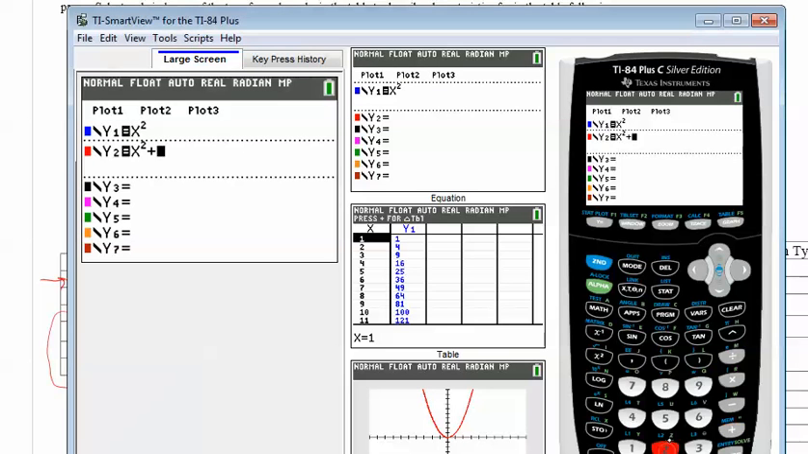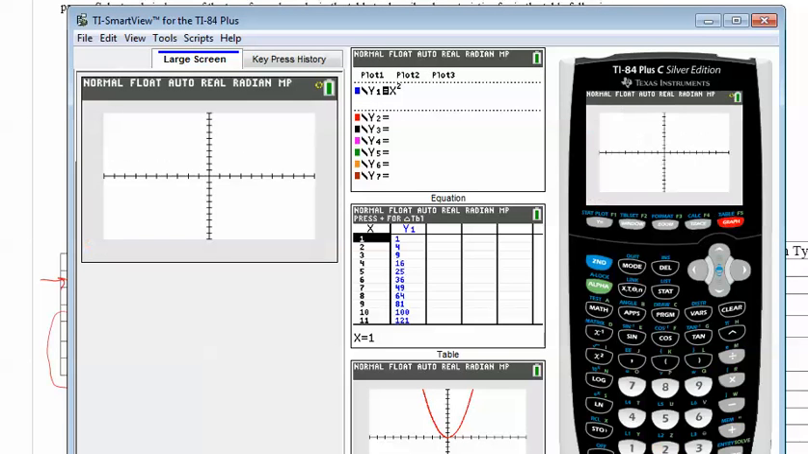Oh, where's my 2? There's my 2. Okay, so I'm going to graph. You can see first the parent function. That's the one in blue. And then now it's going to graph x squared plus 2. So we can see that the function is actually shifted up by 2 spaces. So all the points on the quadratic have shifted up.